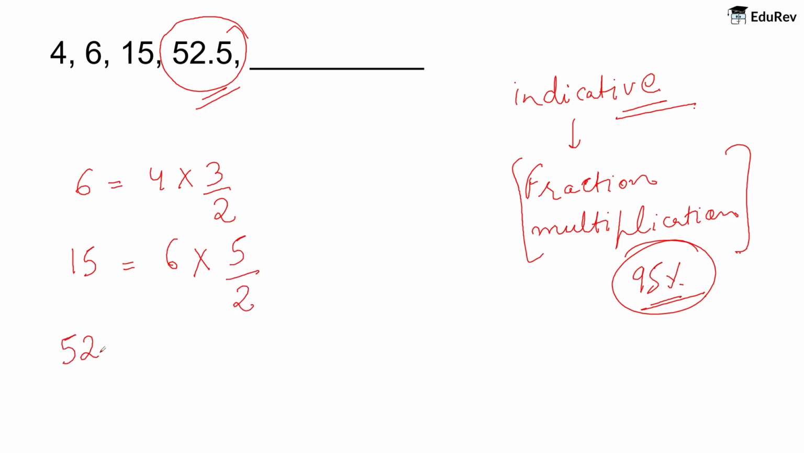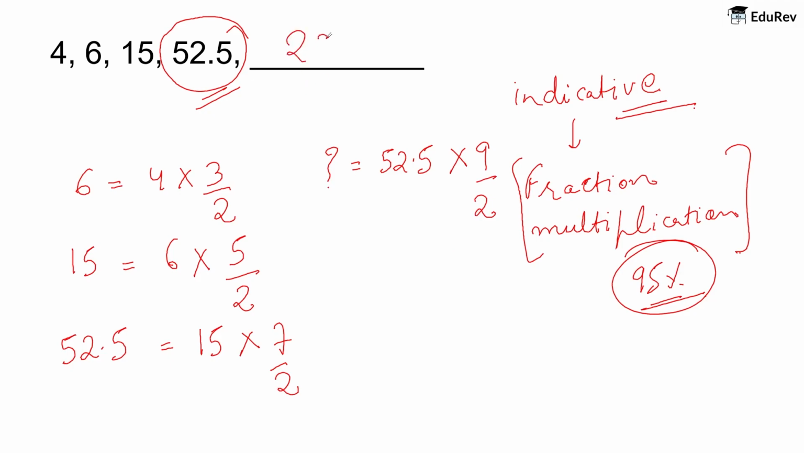And 52.5 can be written as 15 into 7 by 2. So you can see a beautiful pattern over here. In the numerator, the numbers are odd, and in the denominator, the number remains 2 every time. So the next number that is missing in the series should be nothing but 52.5 into the next odd number, which is 9 upon 2. So when you solve this particular thing, your answer comes out to be 236.25. So that is also the correct answer.